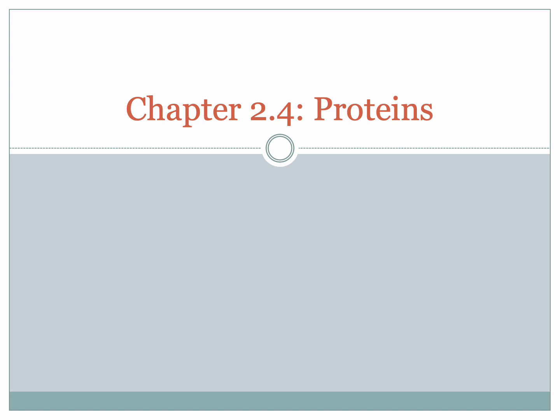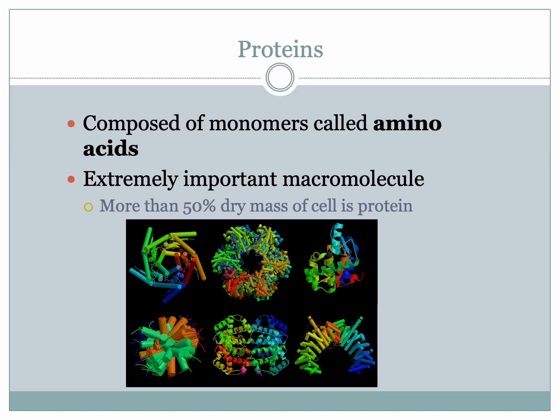Looking at our third biological molecule, the proteins. Proteins are composed of monomers called amino acids. It's an extremely important macromolecule. More than 50% of the dry mass of a cell is protein. Dry mass is referring to the cell once all of the liquid has been removed.